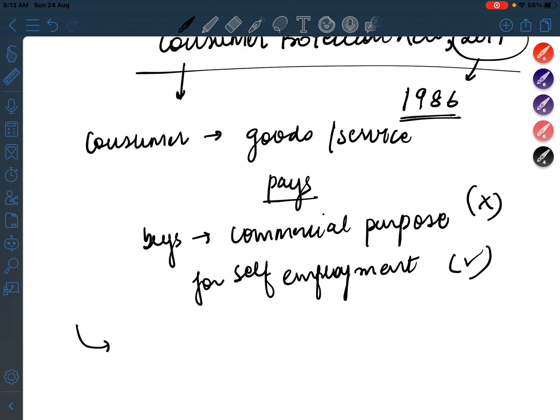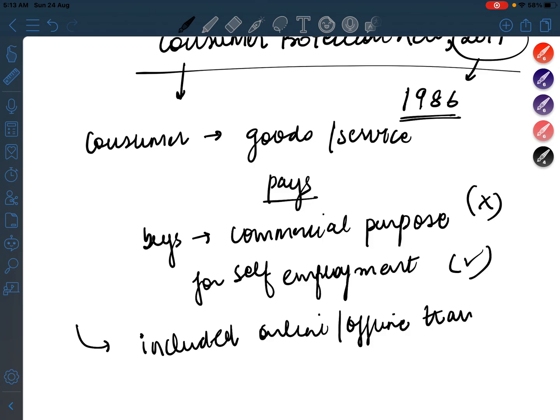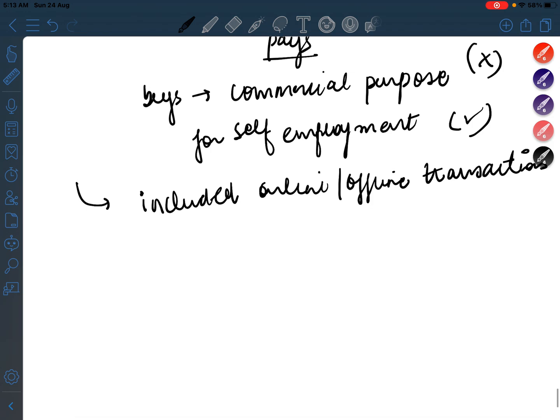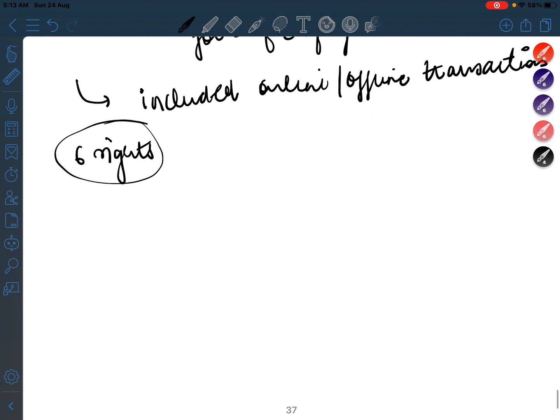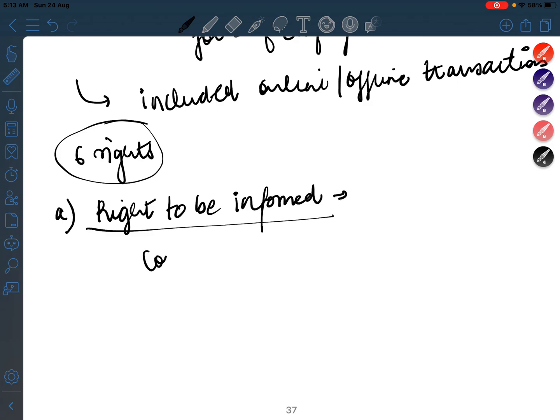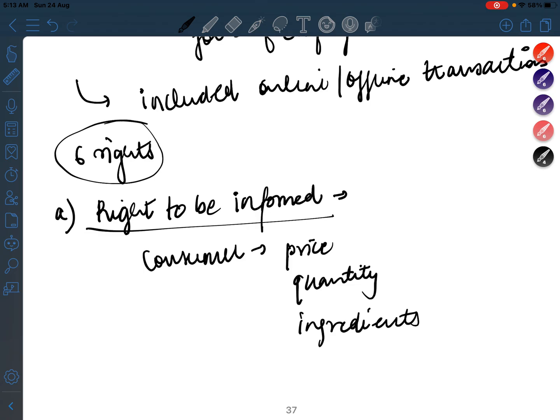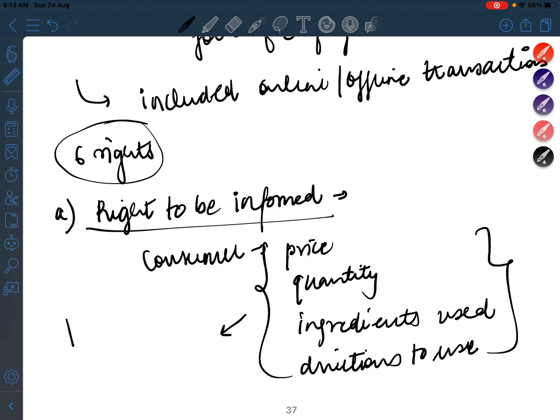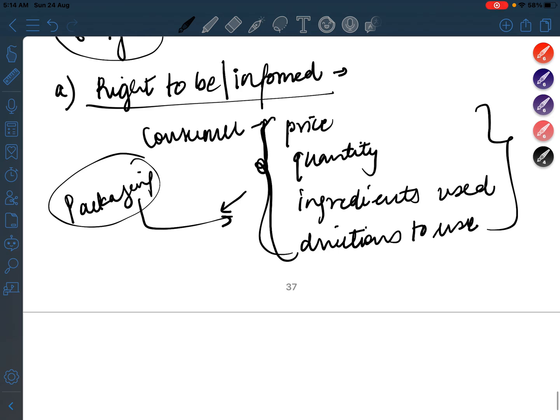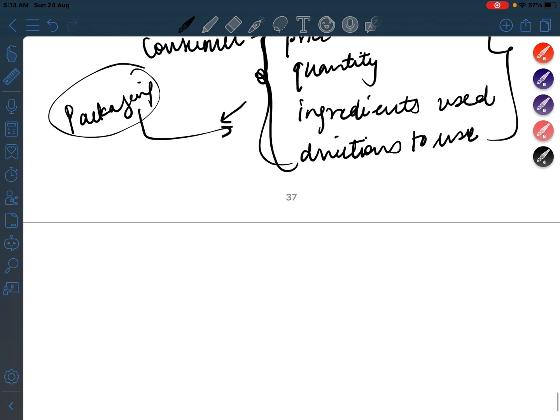This act gave a very broad definition. It included both online and offline, as in both digital and offline transactions, and this act gives consumers 6 rights. First is the right to be informed. This act says that the consumer has the right to know about the price, the quantity, the ingredients used, and directions to use, how to use the product. This is the reason why the packaging of products has a label which shows all these things, because it is a right of the consumer to be informed about the product which he is buying.